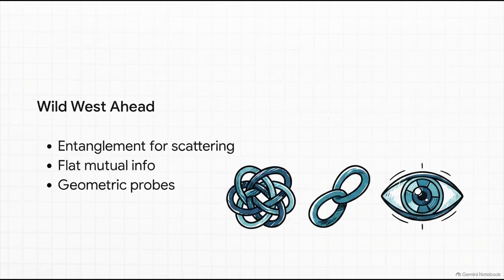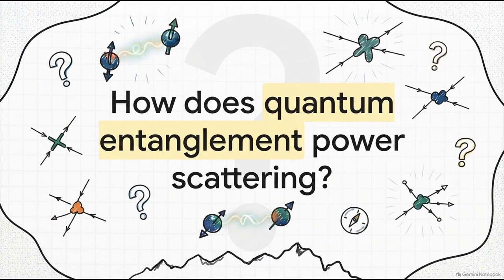Which brings us to the ultimate puzzle at the very edge of this frontier. How does quantum entanglement ultimately power scattering in our universe? It's a profound, wide-open question, and it really proves just how much remains totally undiscovered in the untamed flat limit of our reality.